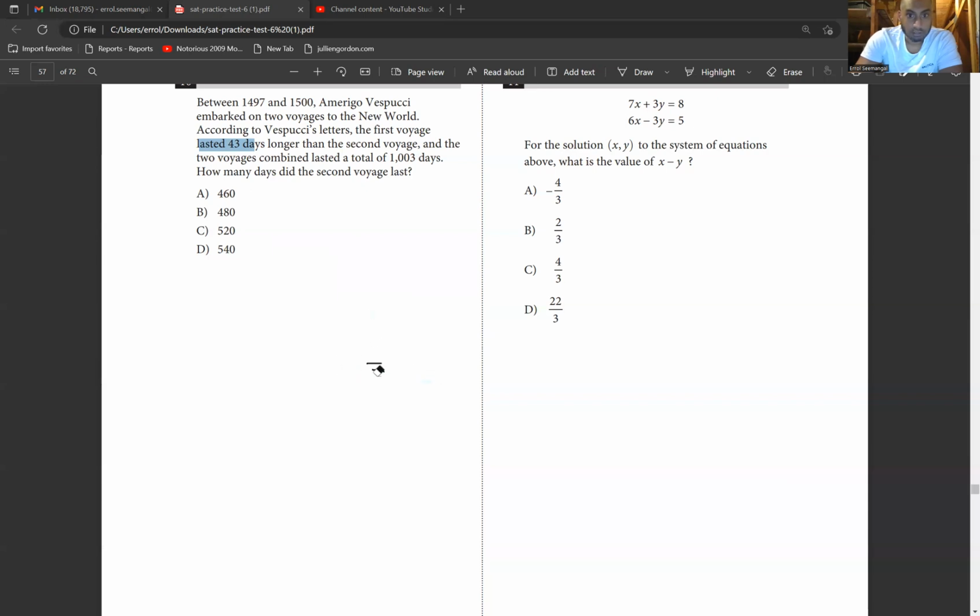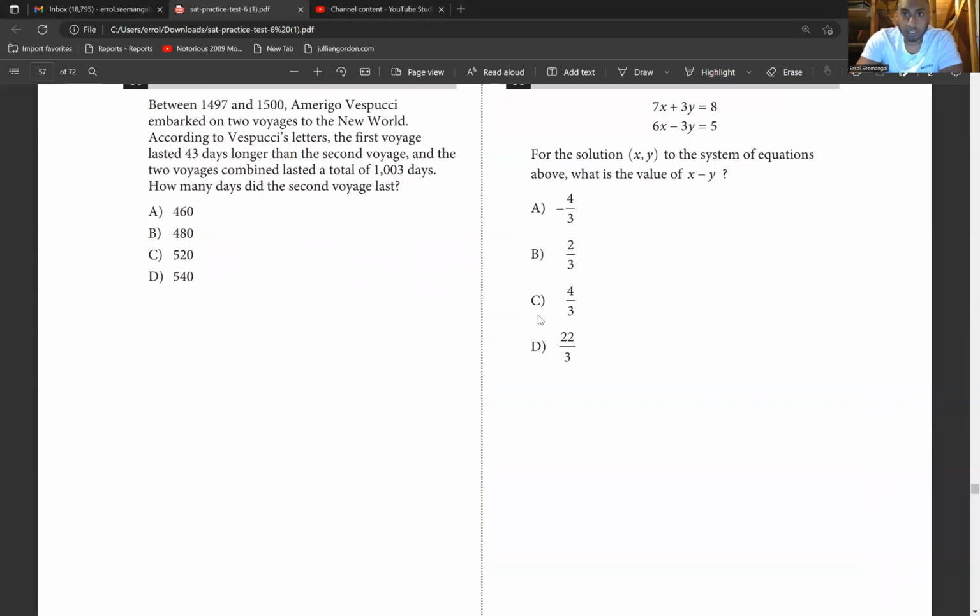All right, that's 10, 11. Okay, so for the solution x, y to the system of equations above, what is the value of that? All right, so how are we going to solve that? We could do elimination. What can we do to the first one or second one? We could just add or subtract here. We would add. Why would we add? So that the 3y's would cancel out. Exactly. 7x plus 6x, how much? 13x. 13x equals 8 plus 5, which is 13, so x is 1.